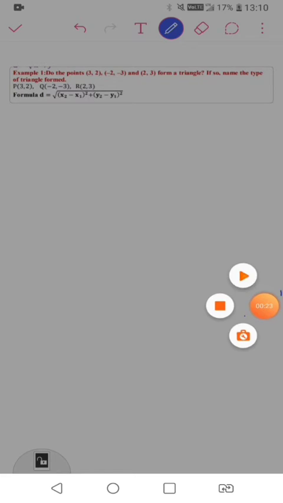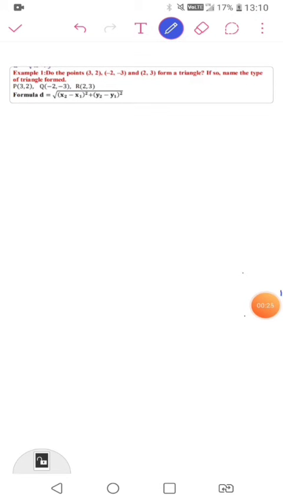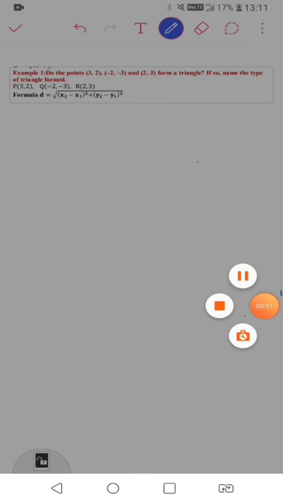Okay, here they are asking, does it form a triangle? It means that we have to show whether these points are in a straight line or not. If the points are in a straight line, then we say that the points are collinear, so it doesn't form a triangle. If they are non-collinear, then we say that it forms a triangle.